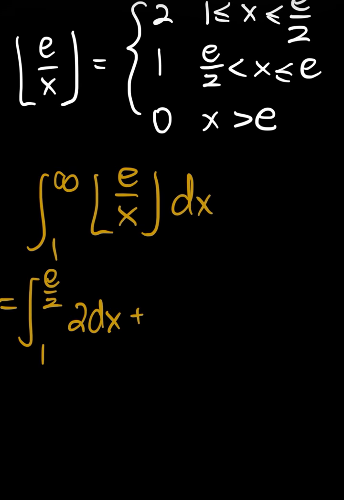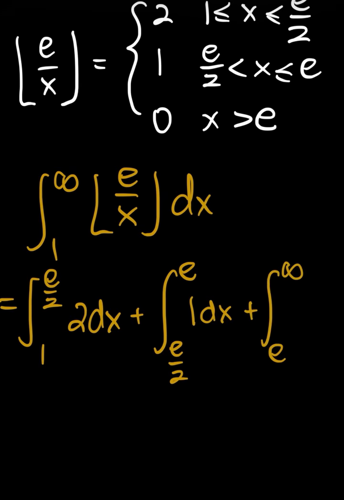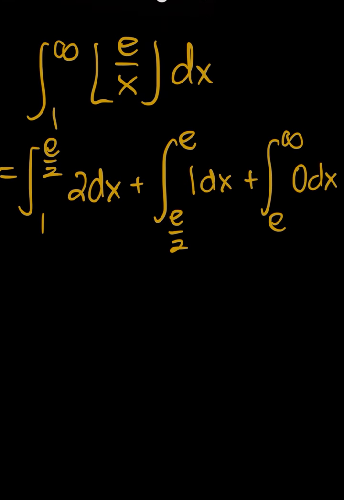And we can add up, and we know from e to 2 to e, the floor function of e to the x is equal to 1 dx. And we add up from e to infinity, we know that the floor function of e to the x is equal to 0 dx. Now we can solve these integrals.